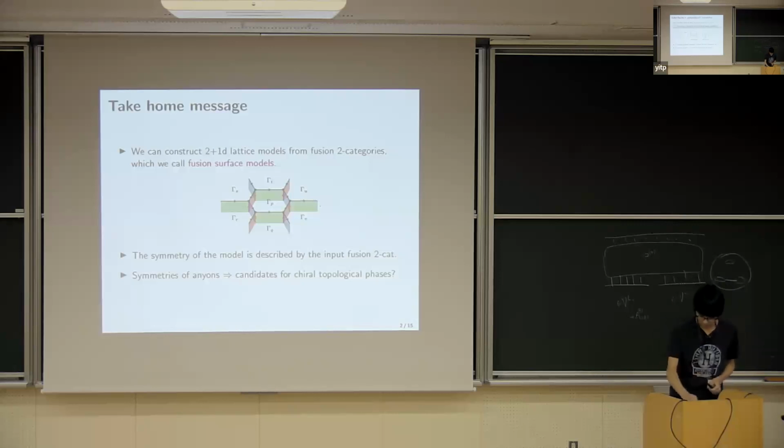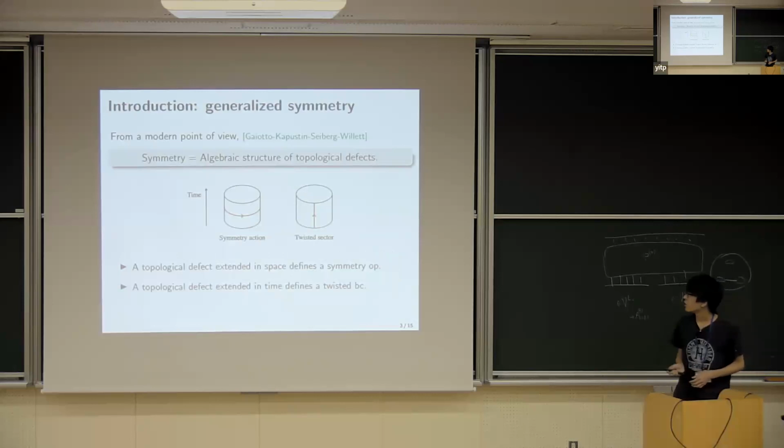The main topic of this talk is the fusion 2-category symmetry, which is a generalized symmetry in 2+1 dimensions. Let me begin with a brief introduction to this subject. From a modern point of view, the symmetry of a physical system is defined by the algebraic structure of topological defects. This means that if a physical system has some topological defects, then we say that this system has some symmetry, and the symmetry is described by the algebraic structure of these topological defects.